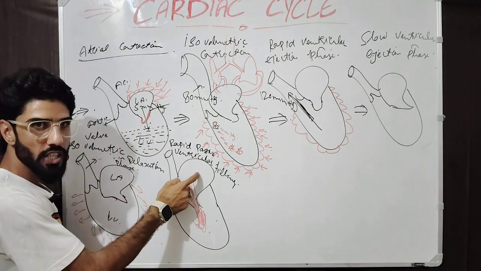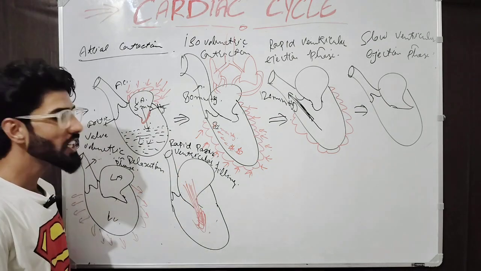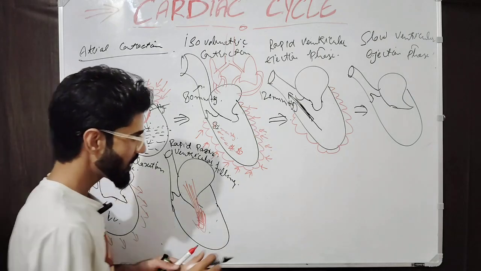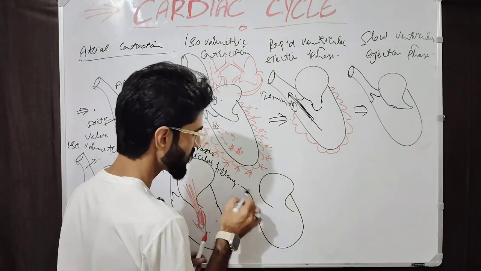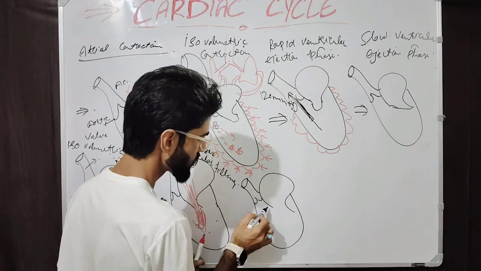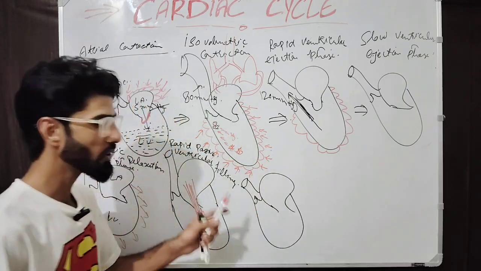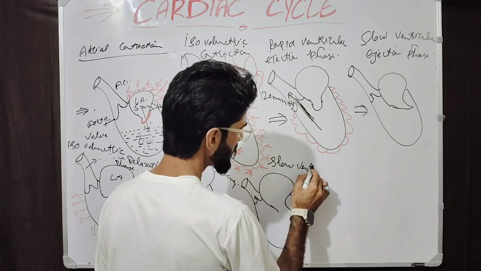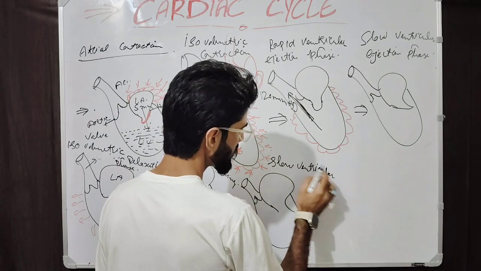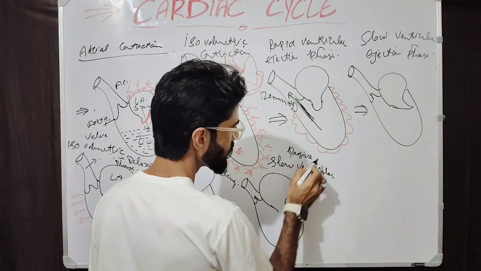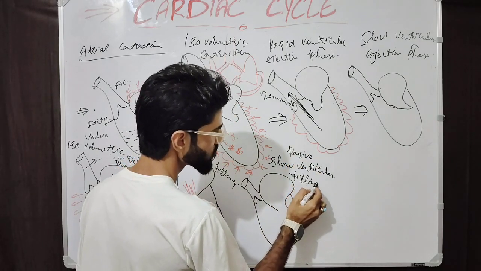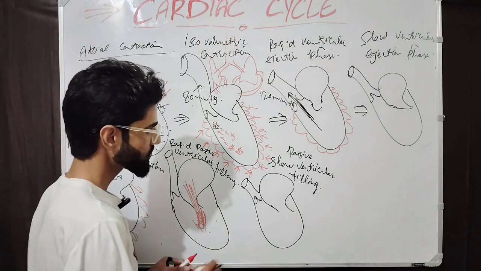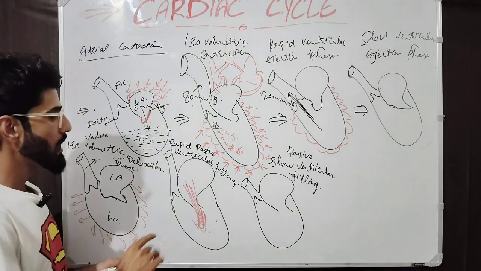But here the pressure will start reducing, so it will eject blood with less force. Understood? So now the next phase is, this is closed, the slow ventricular filling, or slow passive ventricular filling. Slow passive ventricular filling. Understood?